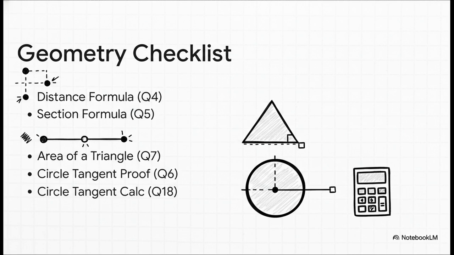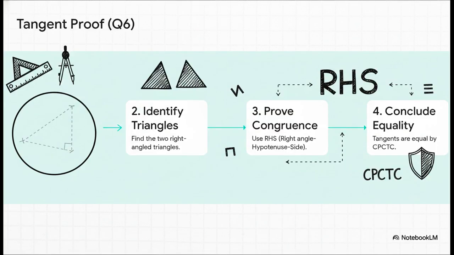And the practice that we're looking at really covers the whole spectrum here. We start with those foundational formulas, distance, section, and area that you see in questions 4, 5, and 7. Then it dives into circles with a really important proof in question 6 and a tangent calculation problem in question 18.